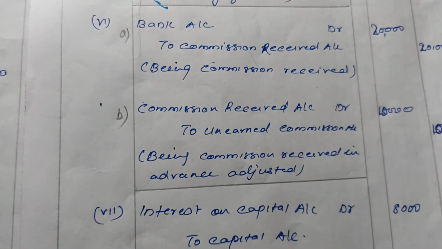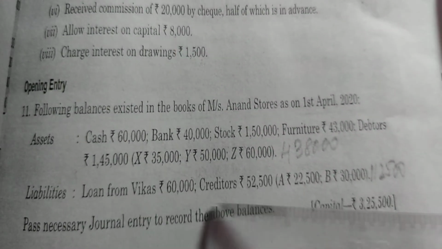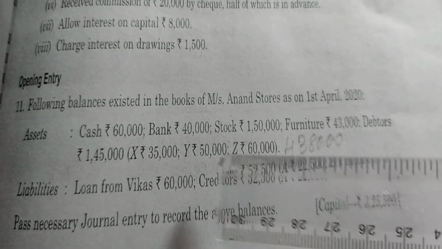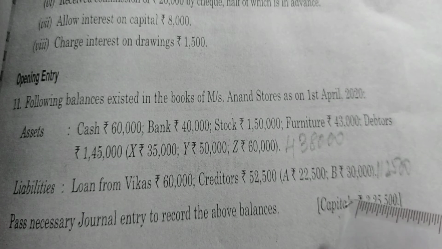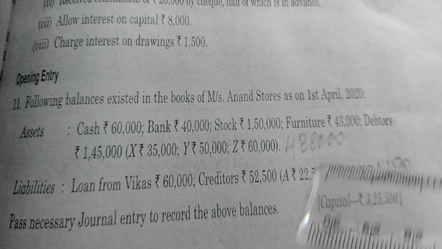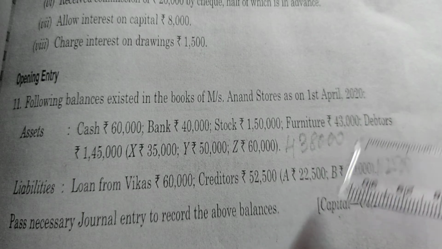Okay, now let's see the opening entry here. What is our opening entry? All assets are debited and all liabilities are credited. If there is a difference and capital is not given, then that difference will be considered as capital. And if capital is given, and there is still a difference, then that difference will be considered as goodwill.